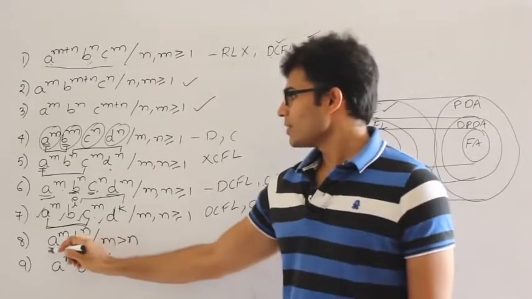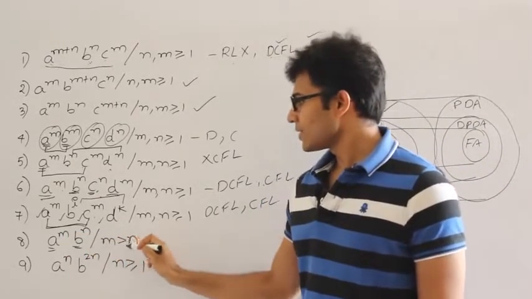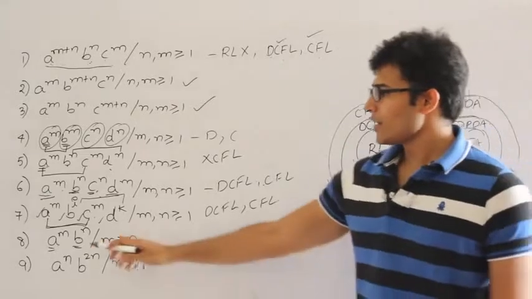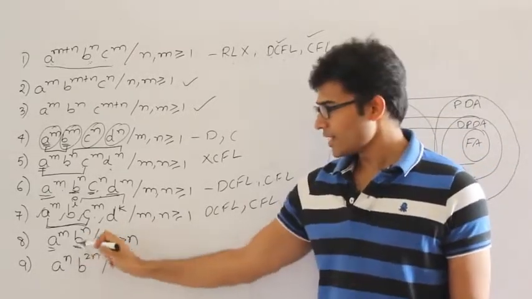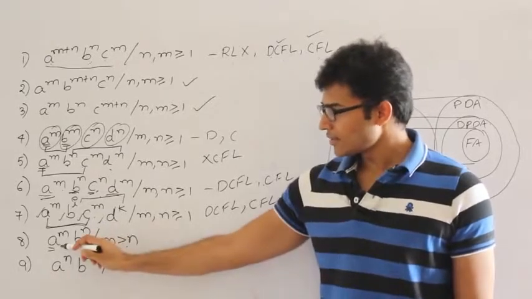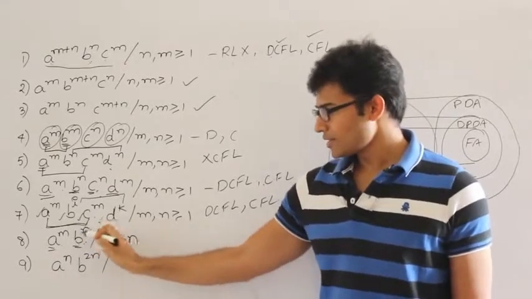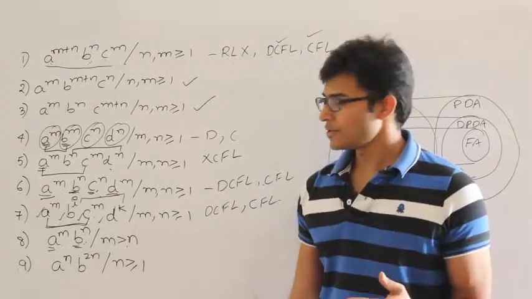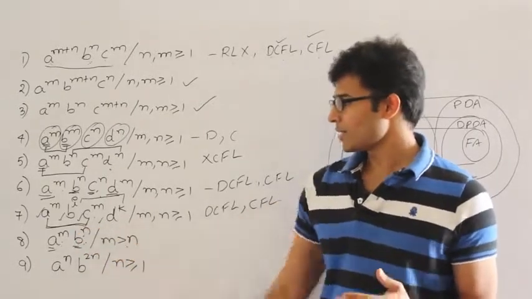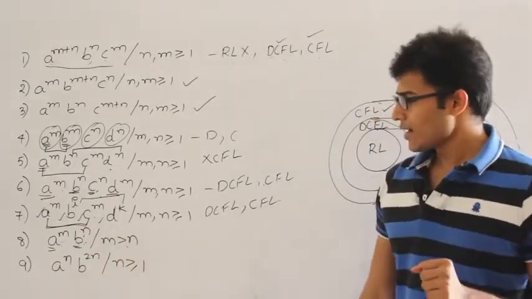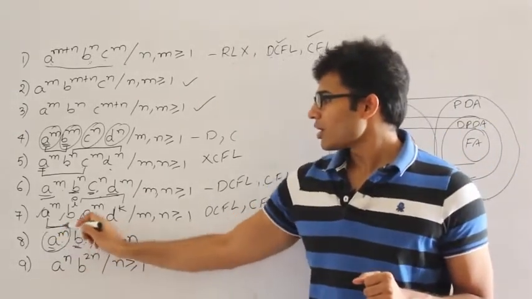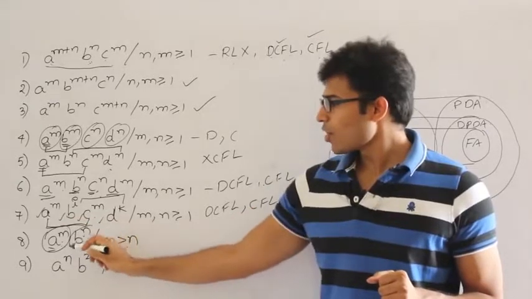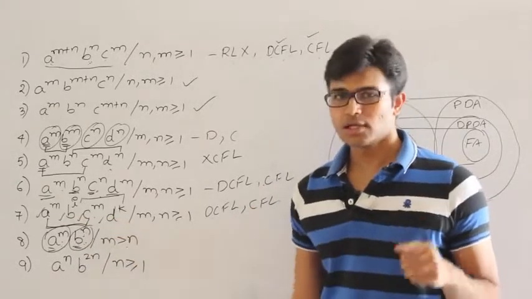A power m, b power n such that m is greater than n, which means I have more a's compared to b's. If I have any such language, definitely it is not regular because comparison is required, and that is unbounded comparison, which means I have to save all this and then compare against this, not regular. And it is deterministic. How? You are going to push all a's and then pop a's for every b. So you can do that.